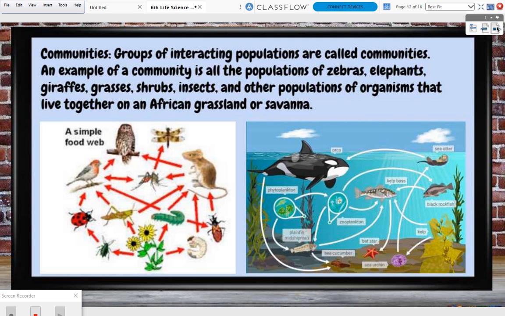So it says at the top, groups of interacting populations are called communities. An example of a community is all of the populations of zebras, elephants, giraffes, grasses, shrubs, insects, and other populations of organisms that live together in an African grassland or a savanna. So I have depicted two other communities, as you can see, the different living parts of those ecosystems. Again, it sort of takes out the non-living component. Other than the aquatic one, which is inside of a water body. You can't show that without the water, so that's inevitable on that one.